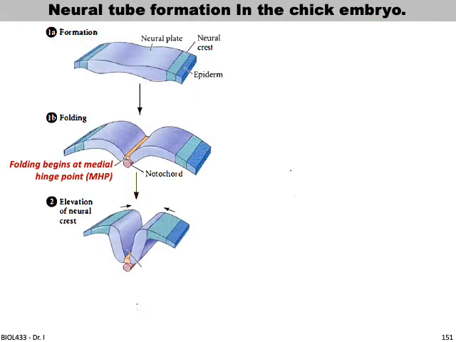Here you can see the neural tube formation in the chick embryo. It starts, of course, with the neural plate. On the side there is the neural crest, bounded by the epidermis, and soon a groove is formed, induced by the presence of the notochord beneath it. This folding occurs at the medial hinge region. Soon after, the folding starts and the ridge rises with the elevation of the neural crest.